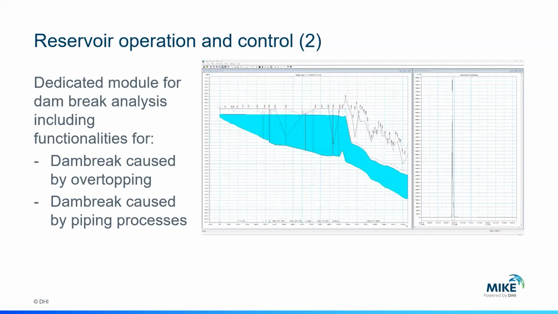By using the dam break functionalities and the full hydrodynamic model, we can propagate the dam break wave downstream and look at various parameters, such as the time needed for the flood wave to reach certain locations, as well as discharges, water levels, velocities calculated in various cross sections along the river.